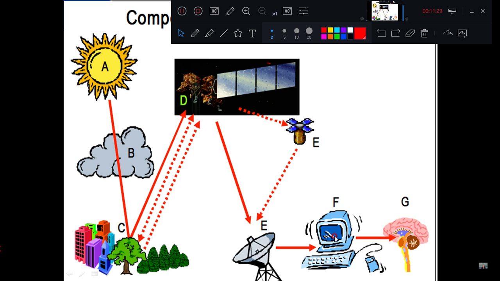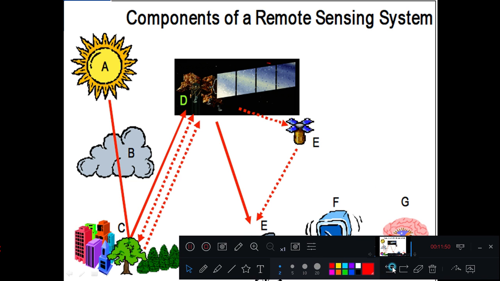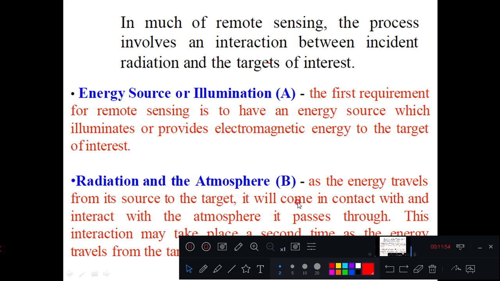Then all the information is transferred to a computer, right? There it is processed, and finally the human brain interprets and analyzes the things, and then we have to apply. So these are the components of remote sensing. We'll see one by one what those components are.